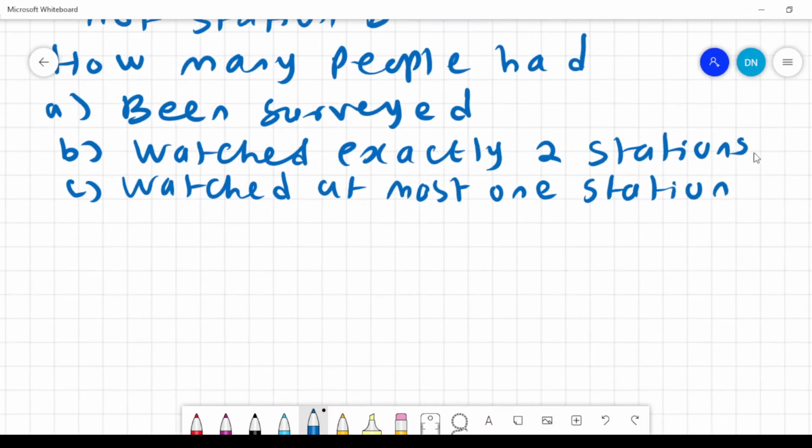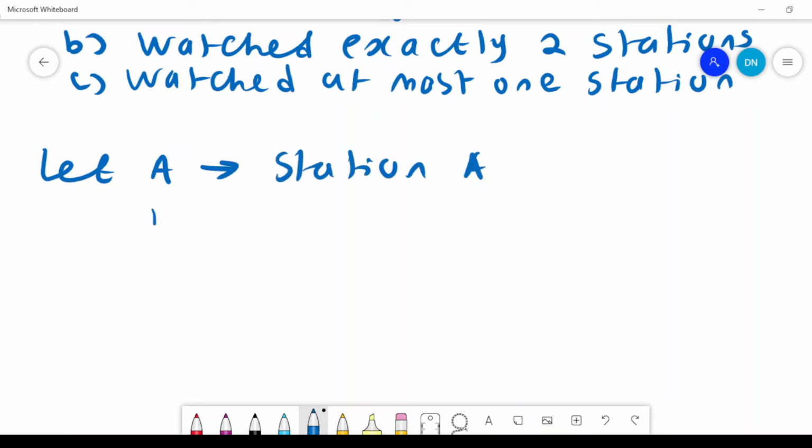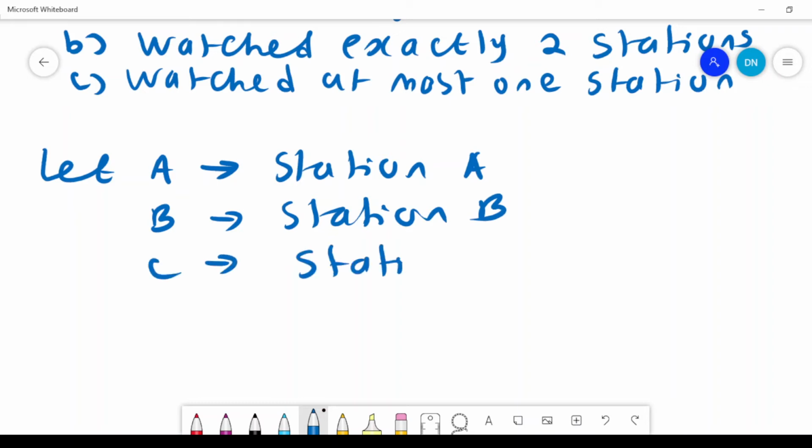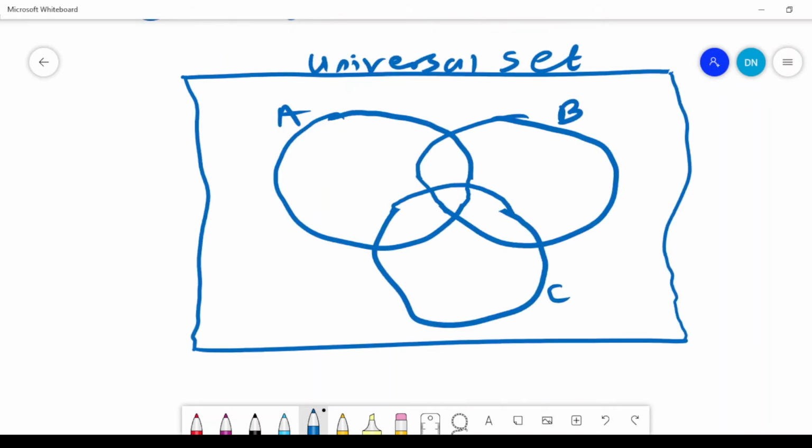So this is an example of using 3 sets in a Venn diagram. Let letter A be assigned to Station A, letter B to Station B, and letter C to Station C. We're going to use those 3 letters to assign stations as we put down the Venn diagram. So I'm going to make a Venn diagram. Based on it, we are told that 20 watched all the stations. So here we should have 20.